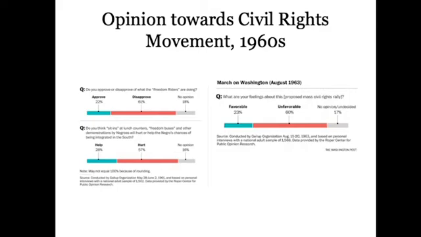So, for example, this is Roper Center data. Do you approve or disapprove of what the Freedom Riders are doing? The Freedom Riders were boarding buses, and they were trying to integrate these buses and sitting at the front of these buses and getting beaten up where they were going. And only 22% of people in the country, not just the South, say that they approve of this. What about sit-ins? They say, do you think these help chances? And actually they say, no, I think this hurts more.